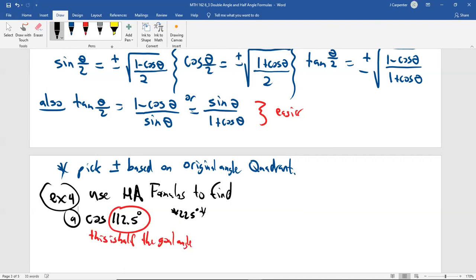That's the double angle. This is the half angle. This is the double angle. So since we're going to use a half angle formula, again, this is half of an angle we know how to use, and we know how to use 225.